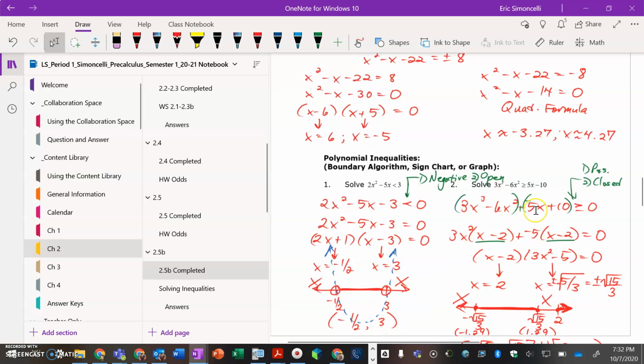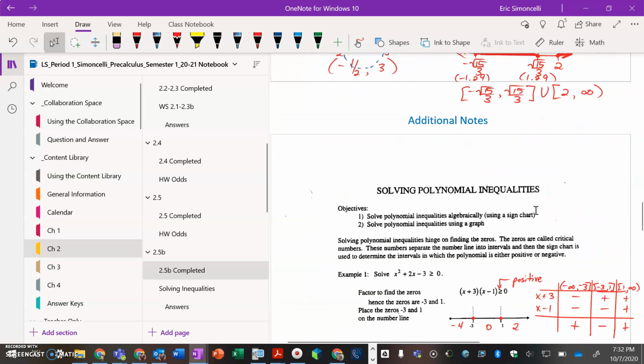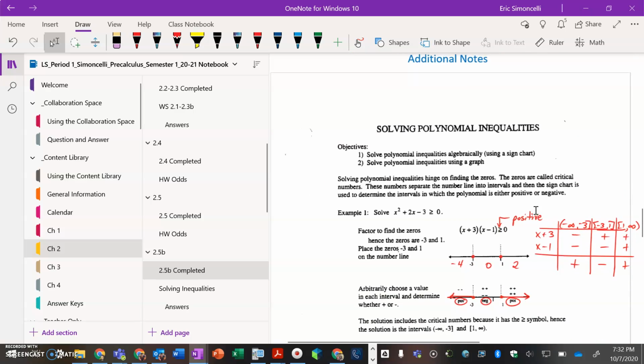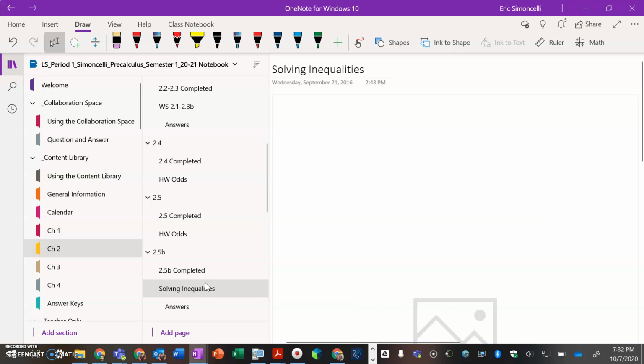Please try example 2 on your own. Take a look at how it frames up. And I also advise you to take a look at the additional notes. These additional notes will help you in your assignment for tonight, which should be this worksheet, Solving Inequalities.